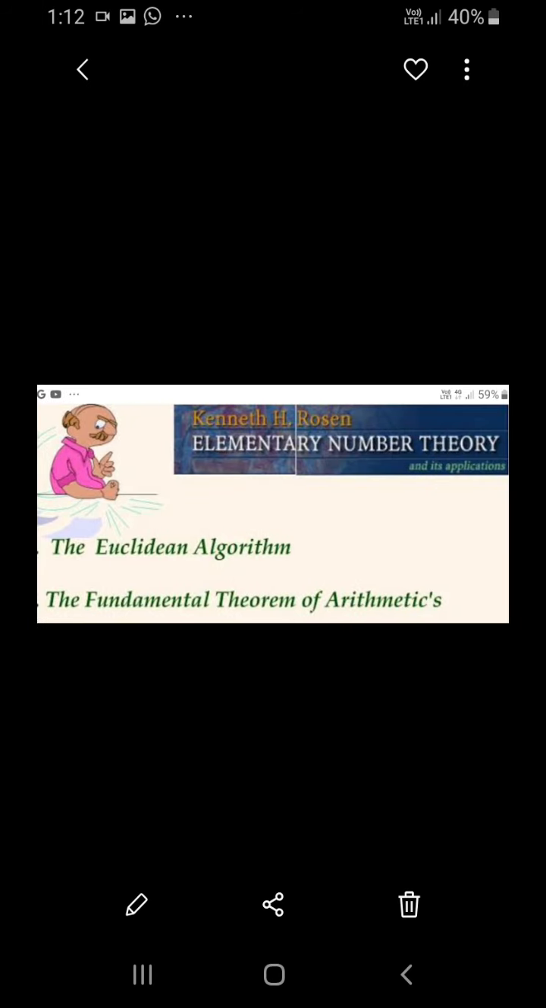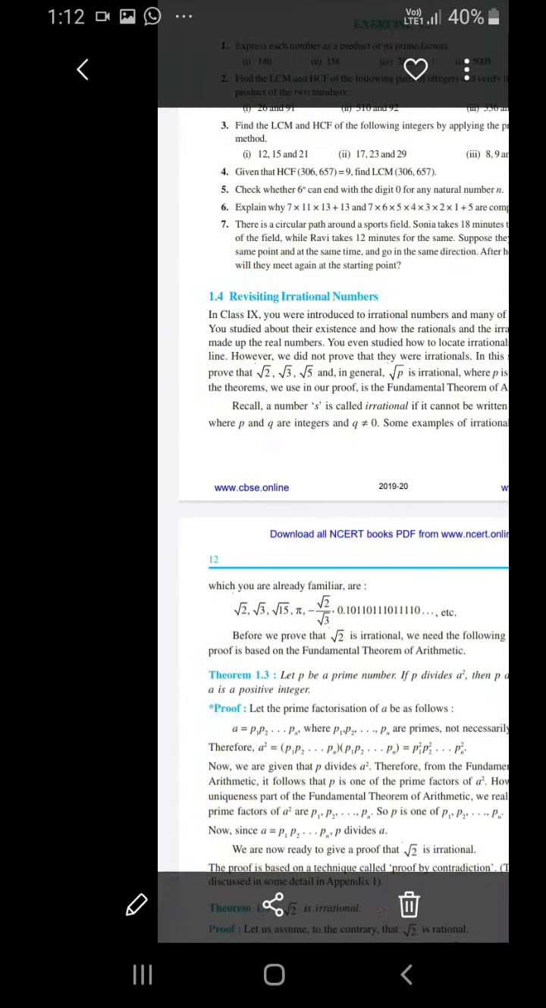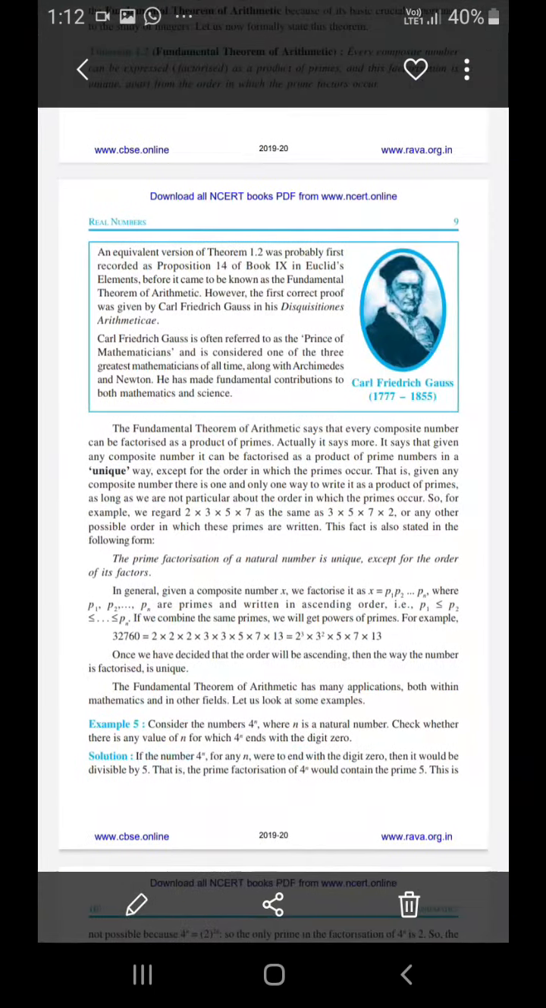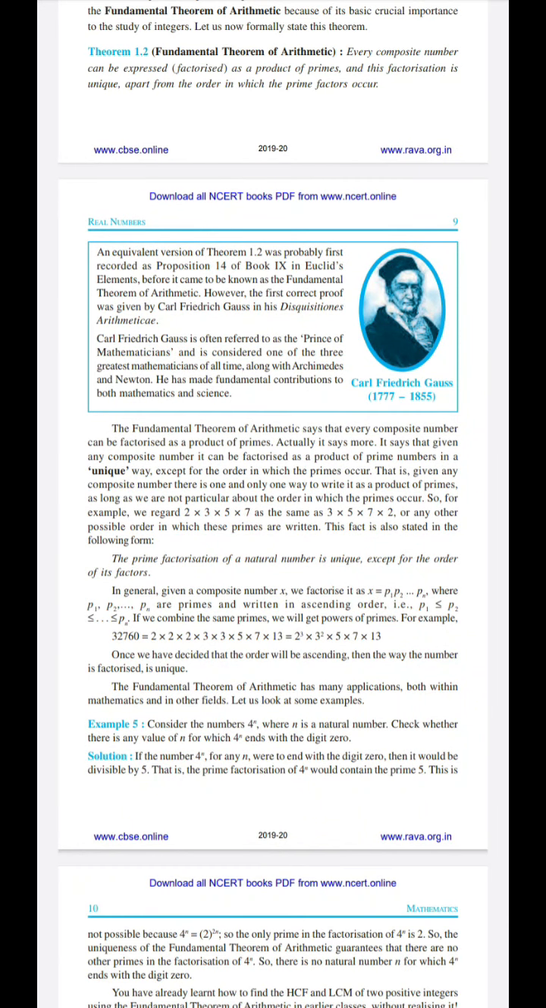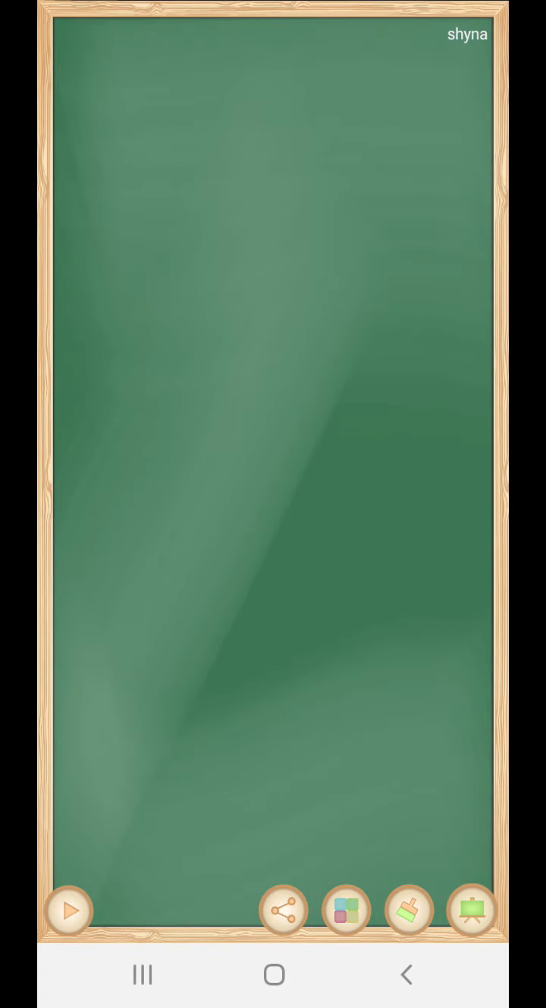and write the heading: Fundamental Theorem of Arithmetic. Let me explain what it is. Dear children, the fundamental theorem of arithmetic is related to prime factorization of numbers.